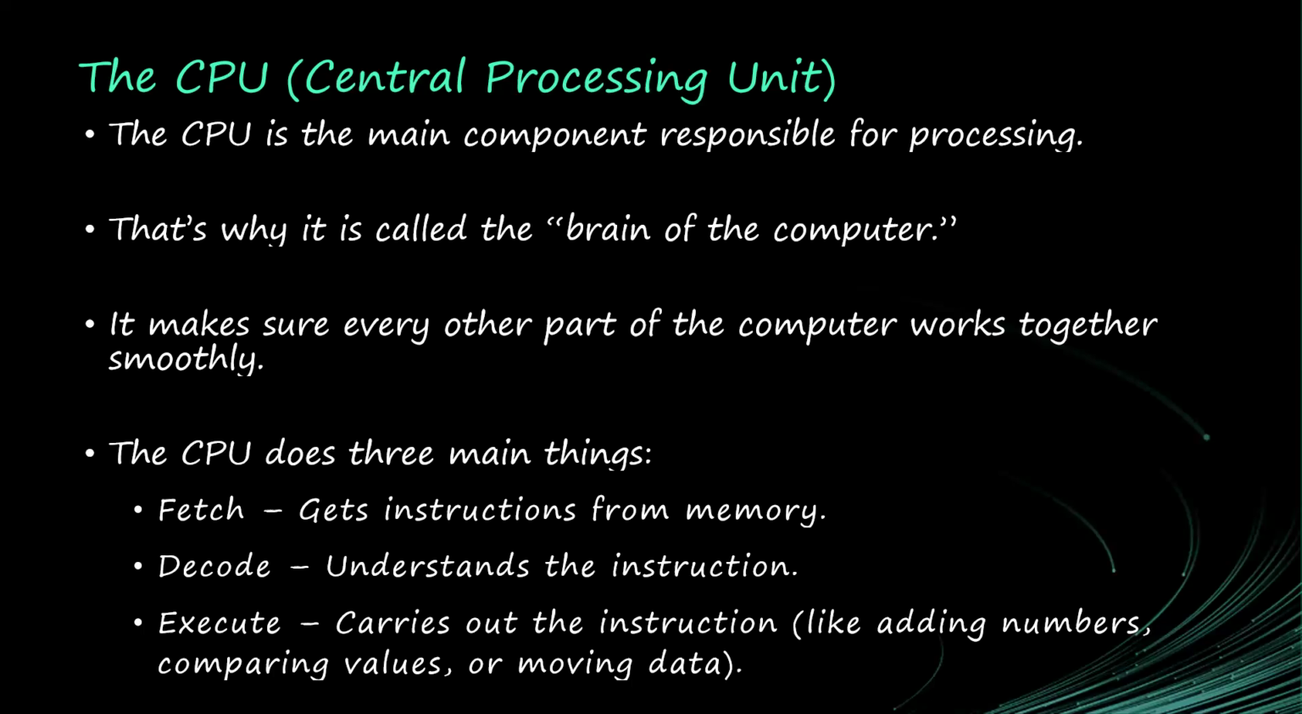So let's say you type in 1 plus 2 for the computer to do something for you. The CPU will fetch the instructions from memory, decode the instructions, and try to understand what you want it to do. After decoding it, it would understand that you want it to do 1 plus 2 for you. That's an addition operation. Then it will go on and execute that addition operation for you.